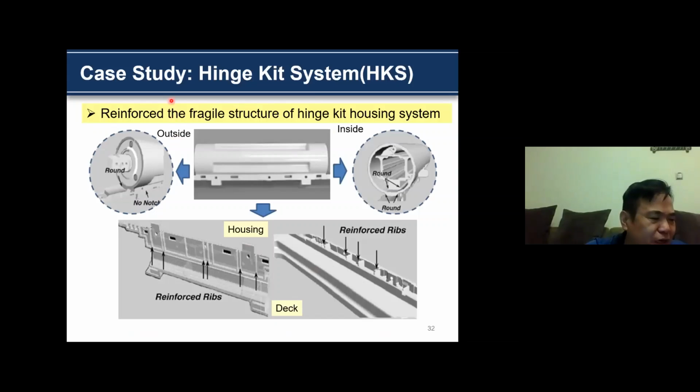I will explain how to improve the structure of the hinge kit system design. The hinge kit failure in the first parametric art came from the structure. We reinforced the structure of the hinge kit system on the outside, and we eliminated the notch and gave it a round. We also gave it a round inside. We also added reinforced ribs on the housing and the deck.